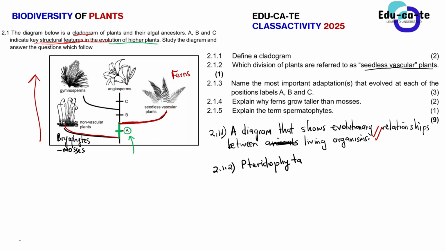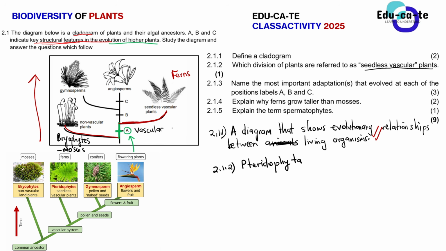Why do we say that they are seedless? It is because pteridophytes don't have any seeds, but they are vascular plants because they do have a vascular system. So you can say that A represents a vascular system. Since pteridophytes have a vascular system but bryophytes do not, the change from bryophytes to pteridophytes is a vascular system.